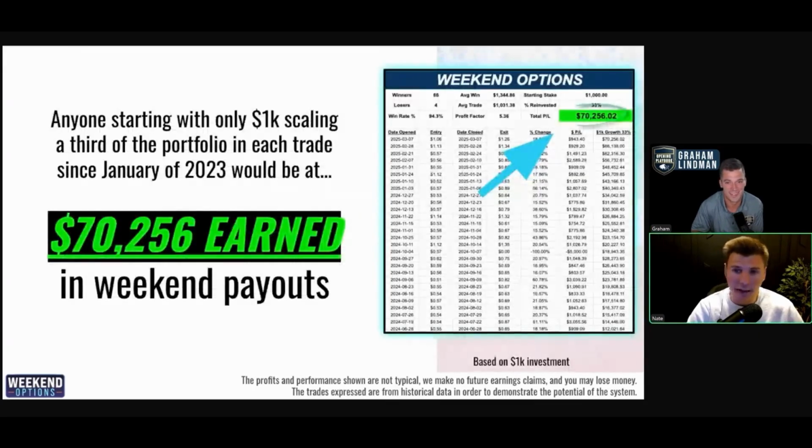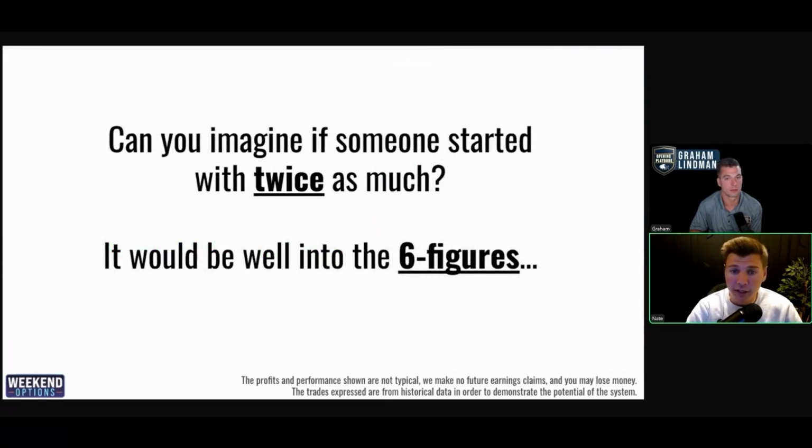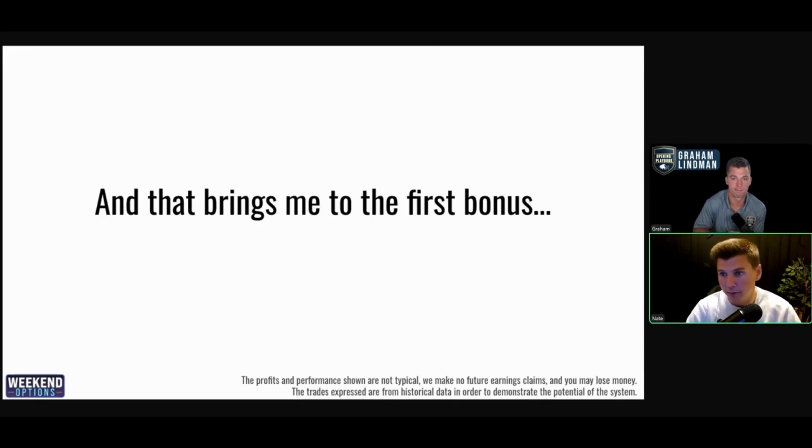Now let me say it again. By the way, being aggressive here, you're starting at $1,000, putting a third of the portfolio, squaring off a small chunk of the portfolio. Since January of 2023, you would have ended up at over $70,000 in weekend payouts. Pretty crazy. So what if you start with twice that much? Well, you'd be deep into the 6 figures, compounding into that.